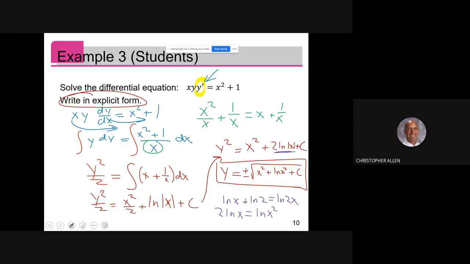Okay, good. So that was kind of a harder one in terms of there's a couple little minutia steps there that you have to be careful of. I've got one more example, and then we're going to do some practice together as a class. Does anyone have any questions on example 3?